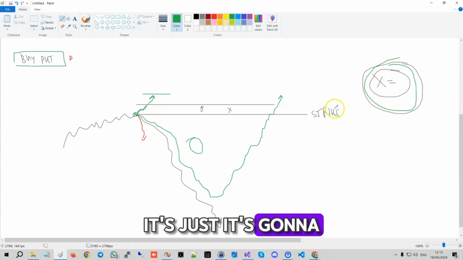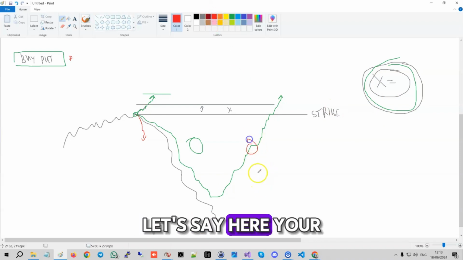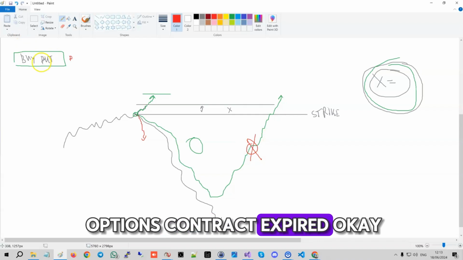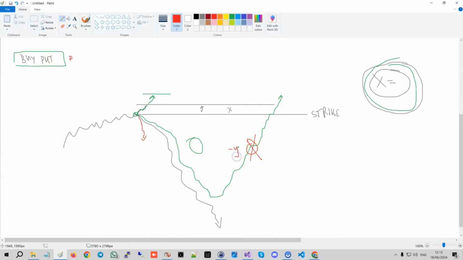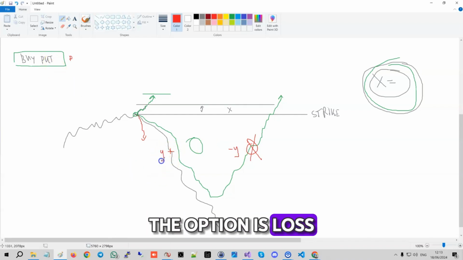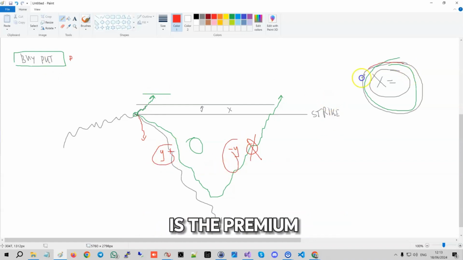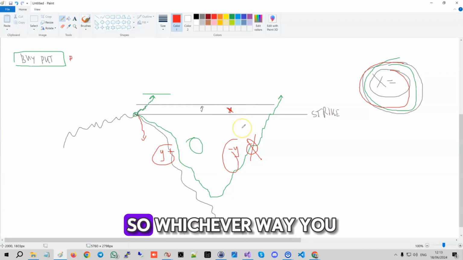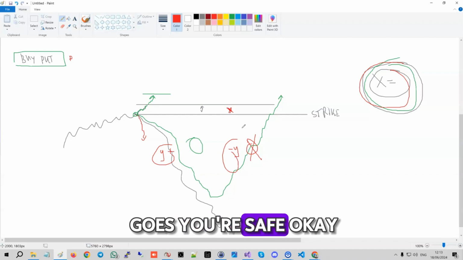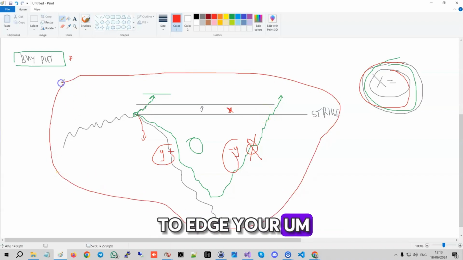It's going to be under control. So the worst that can happen is, let's say here your options contract expires. Okay, so here your futures loss is minus Y, and your profit for the option is plus Y. So this cancels out this, and all you pay is the premium, this X price that you paid for your options contract. So whichever way it goes, you're safe. This is what you've got to do to hedge your long positions.